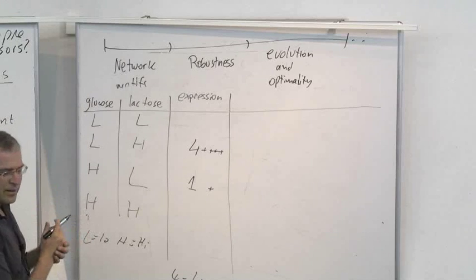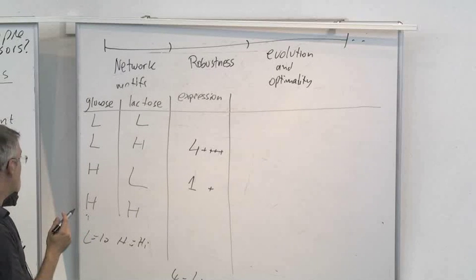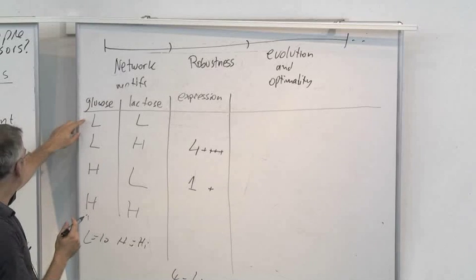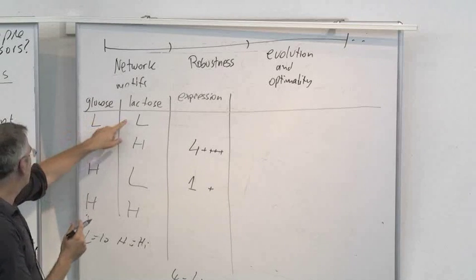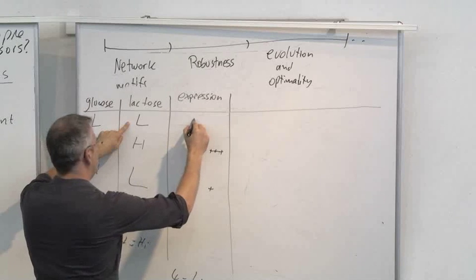What about the intermediate states? It turns out that there are 2 intermediate states: low glucose, low lactose. This will be level 3.